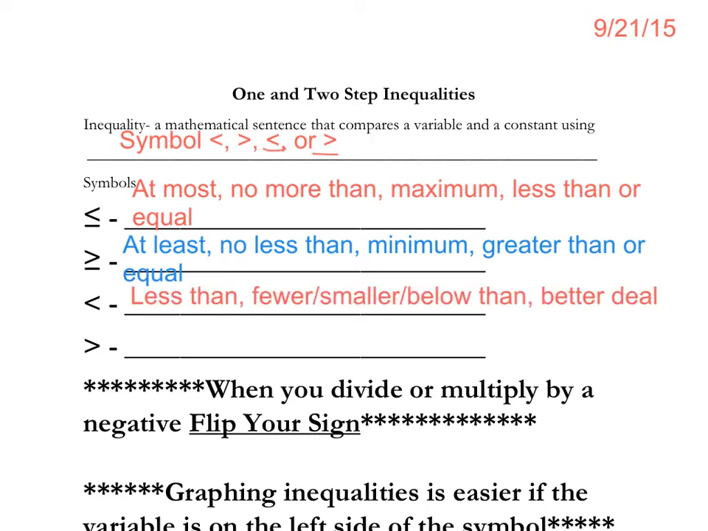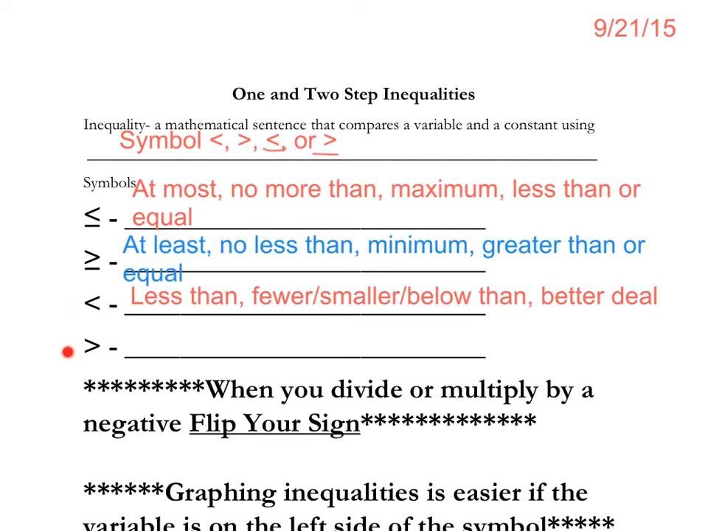Okay. So another one that I just thought of was better deal. So when you go shopping, you're buying something, obviously the better deal is going to be the item that costs less per each item. All right, so sometimes you have to buy in bigger quantities and spend a little bit more money, but in the end, each item costs way less than what it would if you paid a cheaper price at the beginning. So less than, fewer than, smaller than, below, or better deal. Those all represent the less than symbol. Those are just some ways you could see it in a word problem.